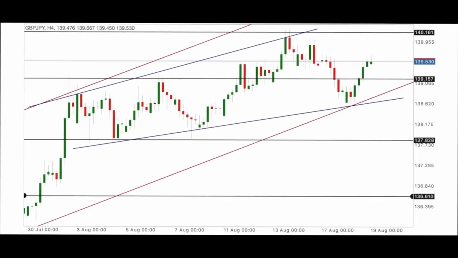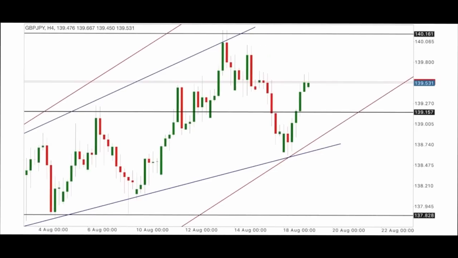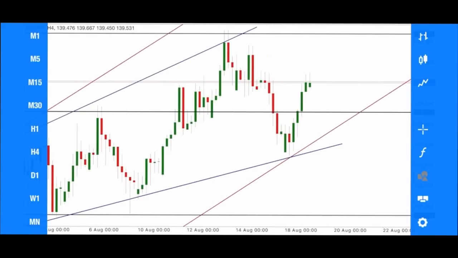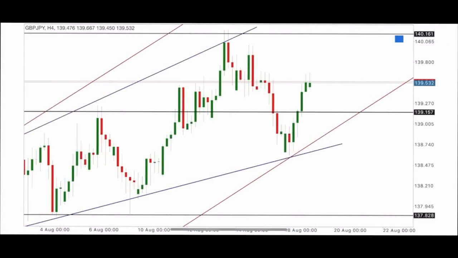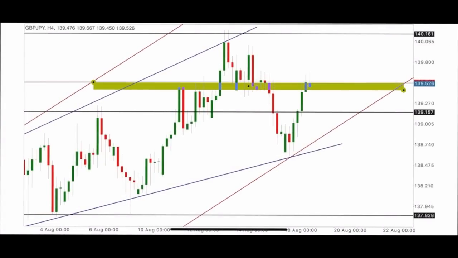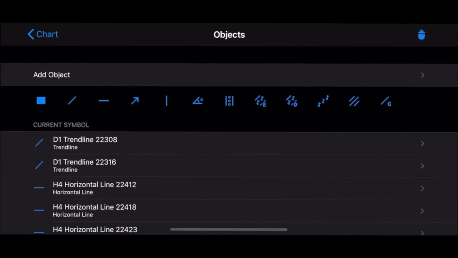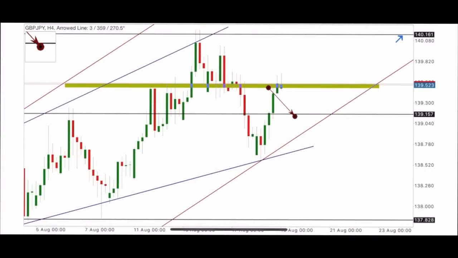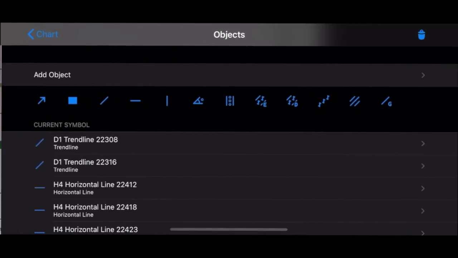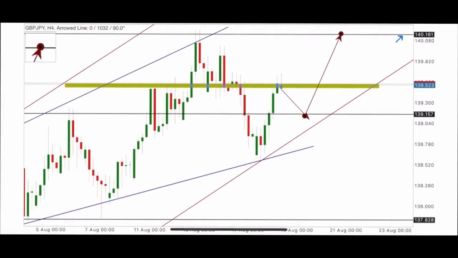My main focus is now going to be on this one. I can already see that there is an important zone here, which I'm going to highlight right now. From this important zone, I'm looking forward to reversals that retest this other previous zone, and from there I'm looking for continuations moving further up.